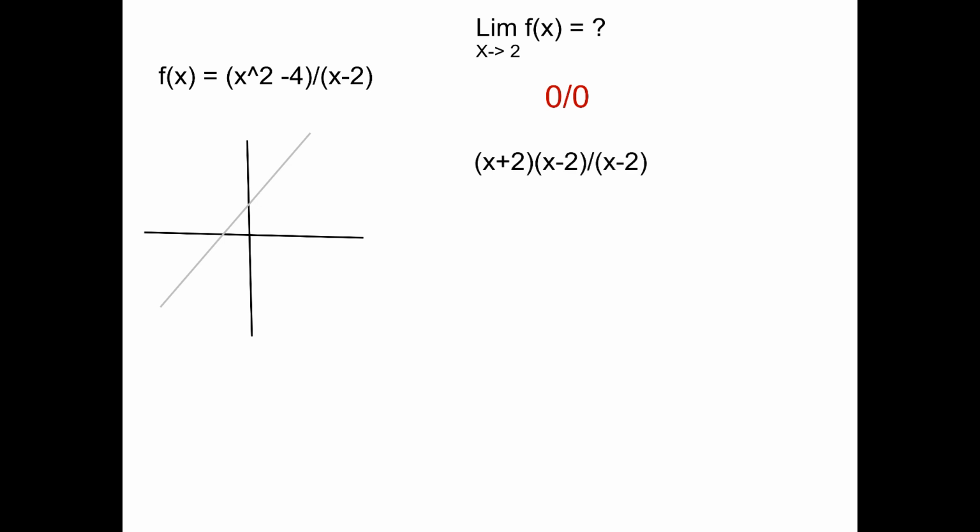Factoring the top, we'll get f of x equals the quantity x plus 2 times the quantity x minus 2, divided by the quantity x minus 2. Then, as you can see, the quantity x minus 2 on the top and bottom will cancel. It leaves you with f of x equals x plus 2. Now plug in that 2 and you'll get a 4.